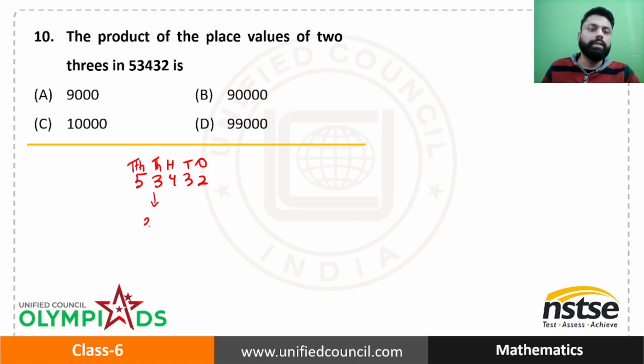So this is 3,000. This is 30. When we multiply them, 3 multiplied by 3 is 9 and then followed by 4 zeros. So 90,000, that means B option is the correct answer.